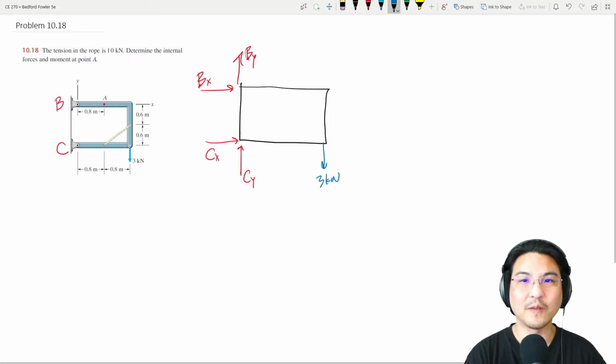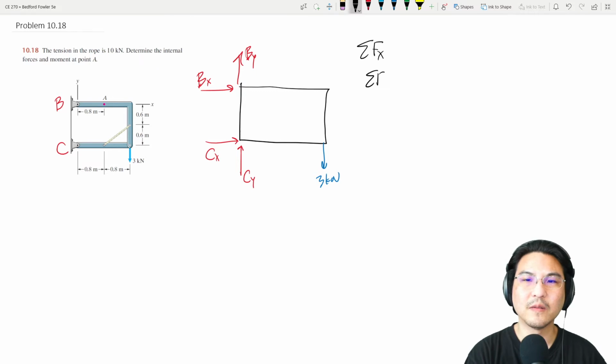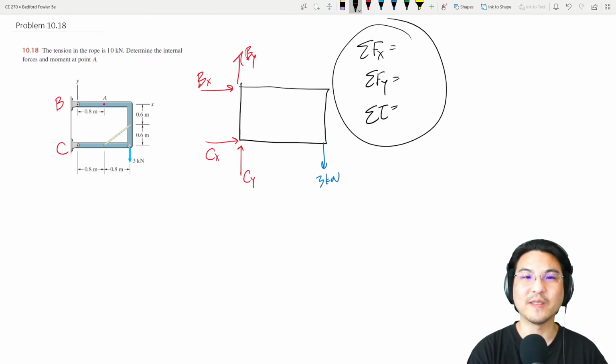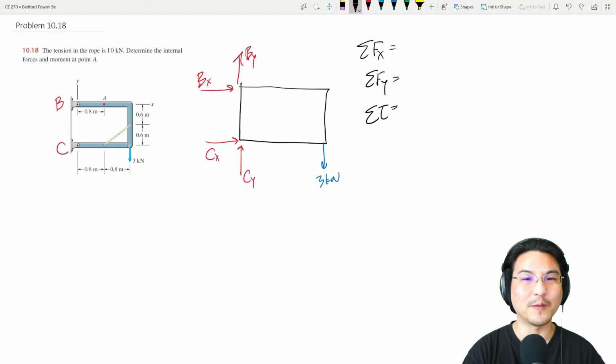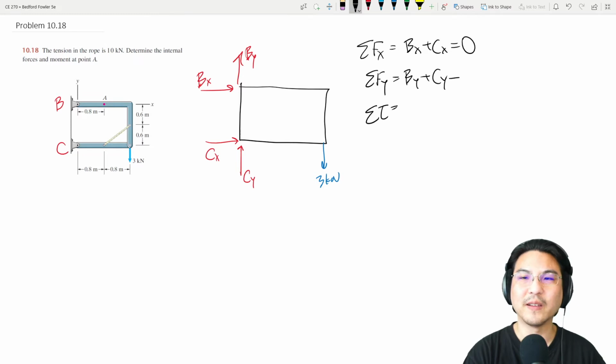Alright, so let's solve for those unknowns. And already I see that at most we can have 3 equations for 4 unknowns. So it's statically indeterminate. We won't be able to solve for all 4. But let's see what we get. Okay, so in the x direction, Bx, Cx. That's it. Y direction, By, Cy, minus 3 kilonewtons.